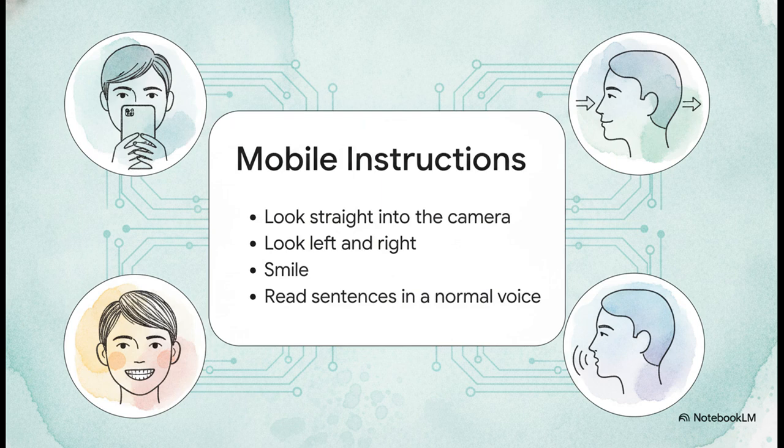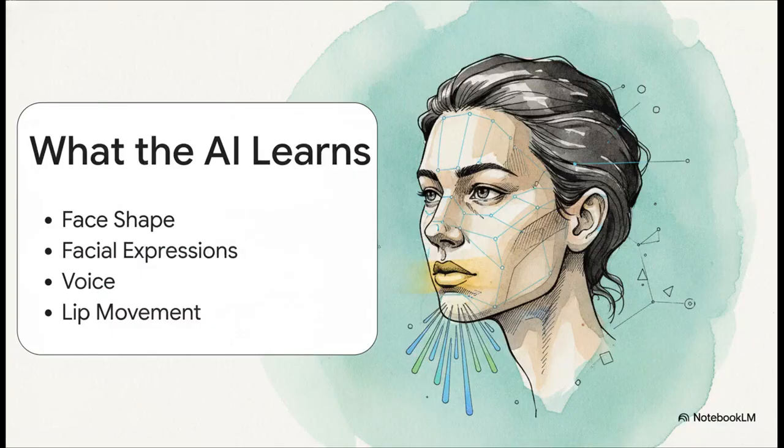Once you scan that code, the app walks you through a few really quick interactive tasks. It'll ask you to look straight into the camera, turn your head left and right, give a natural smile, and finally just read a few simple sentences out loud in your normal speaking voice. The whole thing takes just a few moments, and it's actually kind of fun. So, what's the AI actually doing behind the scenes during all of that? It's extracting 4 vital pieces of information. It captures your exact face shape, your unique facial expressions, and the specific tone of your voice.